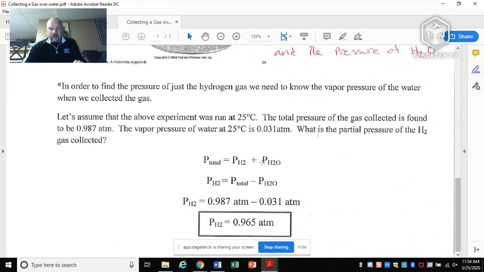So if you collect a gas over water, the total pressure of the gas equals the pressure of the gas you're collecting plus the pressure of water at that temperature. Water has a different vapor pressure at different temperatures. The hotter the water is, the more particles will vaporize, and the higher the vapor pressure. So if you're asked to find the pressure of just a gas above water, and you're given the total pressure, you also have to be given the vapor pressure of water at that temperature. It's not something you have to memorize. It'll be given to you.